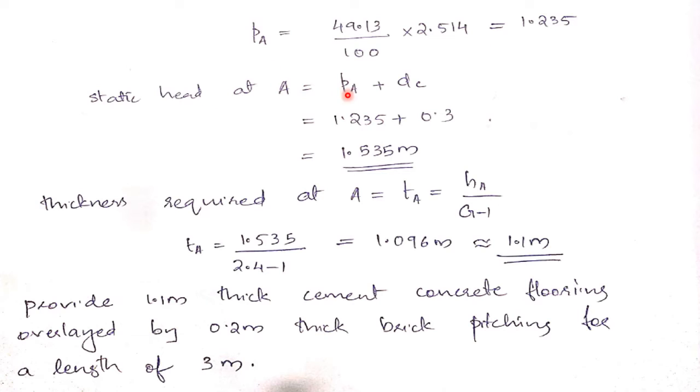Now static head at A is equal to 1.235 plus 0.3, that is small HA is equal to small pA plus DC. This is small pA, DC is the depth of water, so static head at A is 1.535. Hence thickness TA is equal to HA by G minus 1. From that you can get the thickness required at A as 1.1 meters. Now provide 1.1 meter thick cement concrete flooring overlaid by 0.2 meter thick brick pitching for a length of 3 meters. That is, from A to B we have to provide 1.1 meter thickness and 0.2 meter thick brick pitching above the cement concrete flooring.